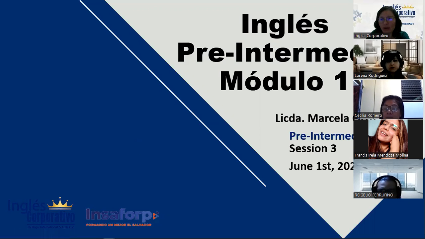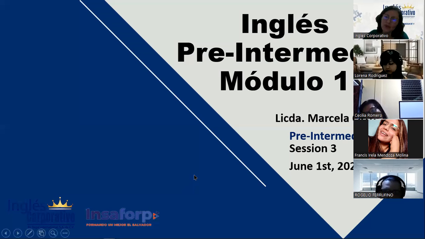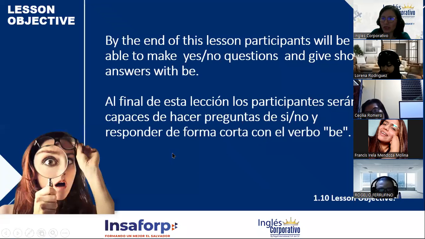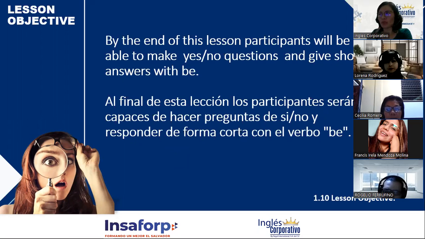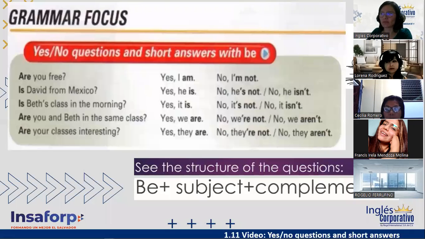During the last class, we were talking about present simple, and we were talking about two different types of questions: yes, no questions and information questions. But today we're going to work with verb be and also the structure itself, plus exercises with verb be, with the two types of questions. So the objective where we stopped is the following. By the end of these lessons, participants will be able to make yes or no questions and give answers with be. That's going to be the main objective for this particular section.